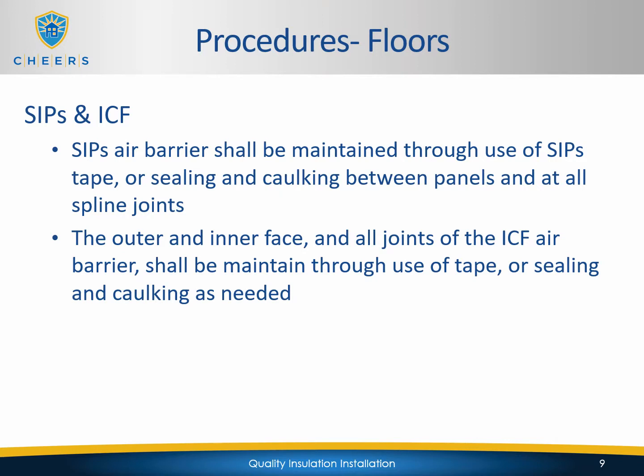SIPs and ICFs. SIP air barriers shall be maintained through use of SIP tape or sealing or caulking between panels and all spline joints. The outer and interface and all joints of the ICF air barrier shall be maintained through the use of tape or sealing and caulking as needed. So again, all seams and joints when using SIPs and ICFs have to be sealed in order to maintain a continuous air barrier like we talked about earlier.